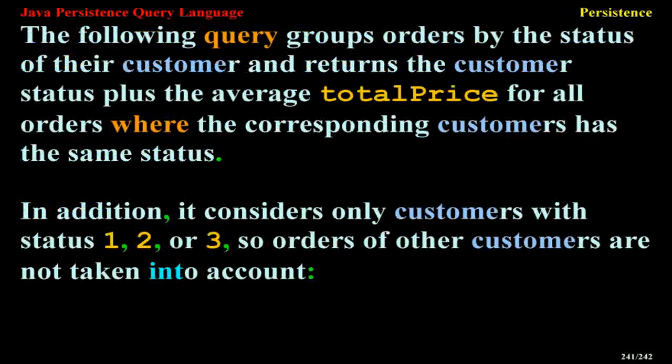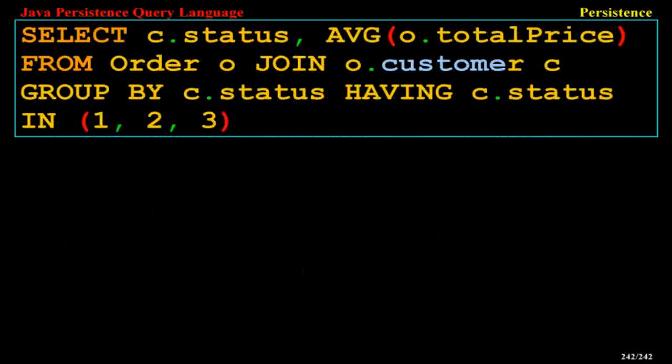The following query groups orders by the status of their customer and returns the customer status plus the average total price for all orders where the corresponding customers have the same status. In addition, it considers only customers with status 1, 2, or 3, so orders of other customers are not taken into account. SELECT c.status, AVG(o.totalprice) FROM Order o JOIN o.customer c GROUP BY c.status HAVING c.status IN (1, 2, 3).